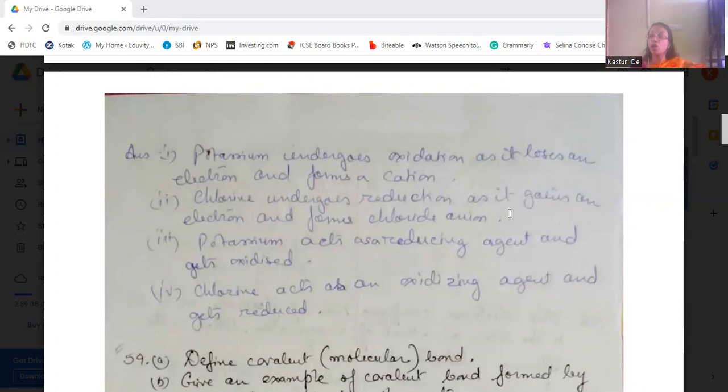Now, chlorine undergoes reduction because it's gaining an electron, forming a chloride anion. The potassium acts as a reducing agent and gets oxidized. And chlorine acts as an oxidizing agent and gets reduced.